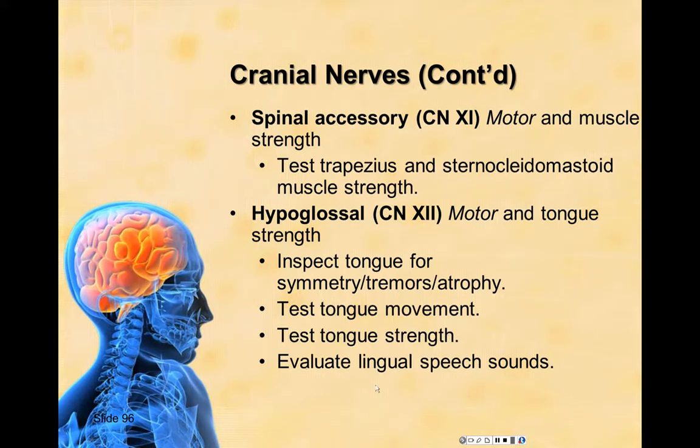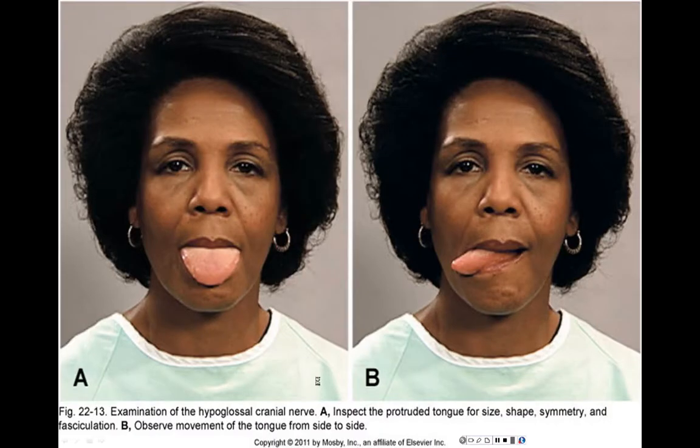The hypoglossal, or cranial nerve 12, is motor and tongue strength. You're going to inspect the tongue for symmetry in the mouth. Is it lying symmetrical when they stick out their tongue? Does it protrude in one direction or the other? You're going to look for tremors, and for atrophy and movements. You're going to have them touch their tongue inside their cheek and test the strength of the tongue, and evaluate their speech sounds.